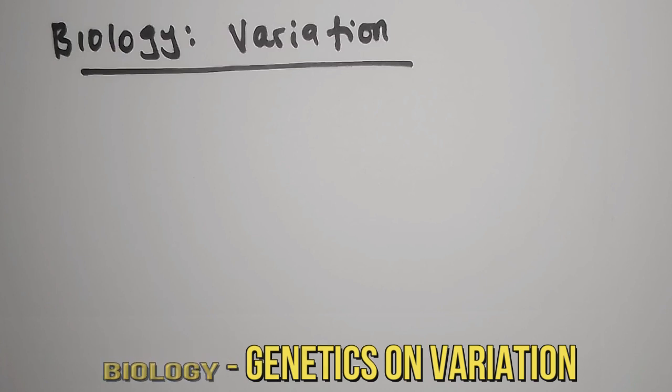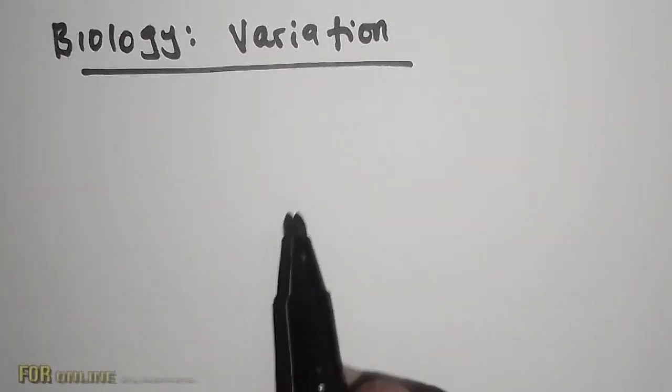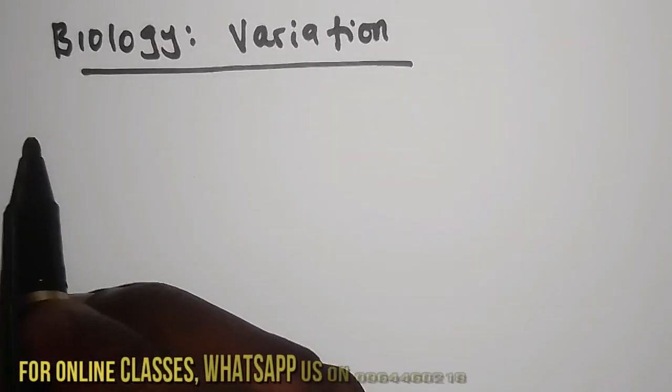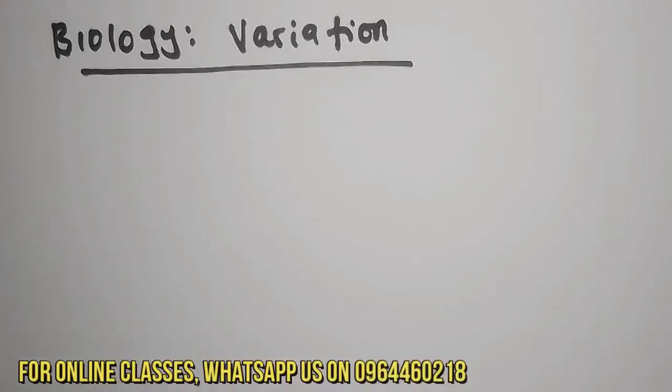So we are going to define what variation is, and then from there we'll look at the types of variation, and then also look at maybe the effect of each of those variations.